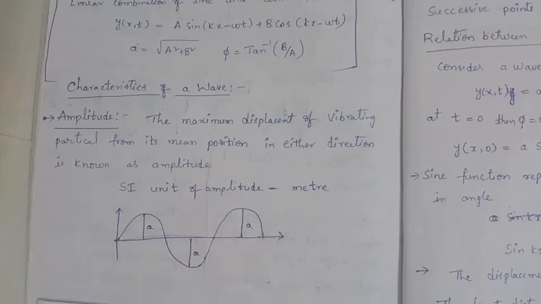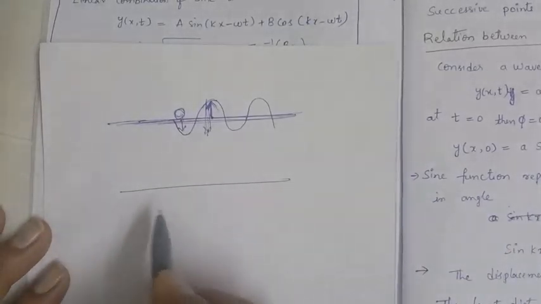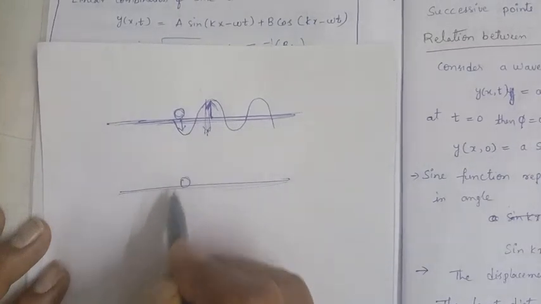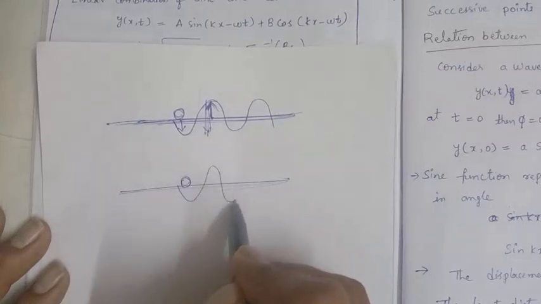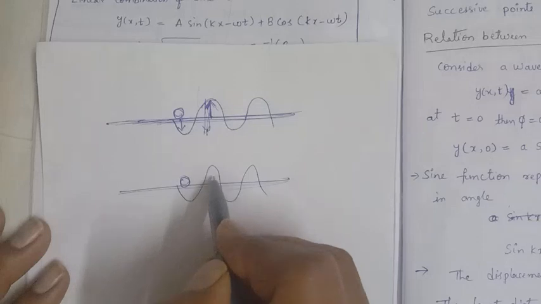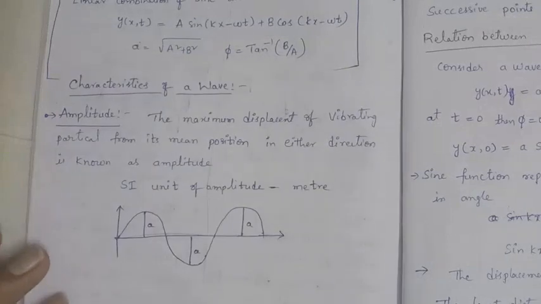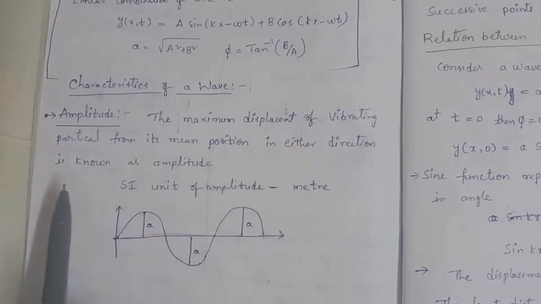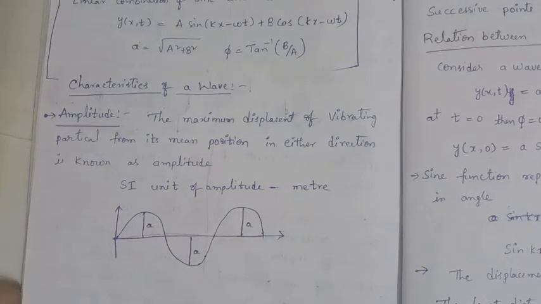meter. Generally, the best example is water. When it is not disturbed and you throw a drop, or put a drop with a stone, the water vibrates like this, as you have to observe. These vibrations are perpendicular to their equilibrium axis. So you have to remember this definition: the maximum displacement of a vibrating particle from its mean position in either direction is known as the amplitude. I can use small a here for amplitude.